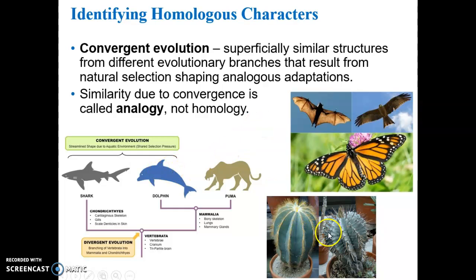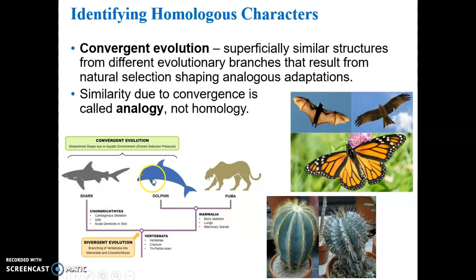For example, these two things down here might look like cacti or cactuses, and in reality the one on the left is a cactus and the one on the right is not. It's something called a euphorb. These are very common in Africa, and these are very common in the Americas. The reason they appear similar, they have similar superficial structures or morphology, is because of convergent evolution. So they are analogous in terms of their structures. They are not homologous structures. These are actually not closely related.